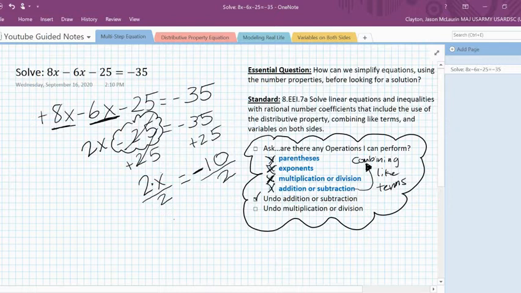Negative 10 divided by 2 is negative 5. Remember, a negative divided by a positive is negative. In math, we don't write 1 in front of the variable. We simply write the variable by itself. So x is equal to negative 5.